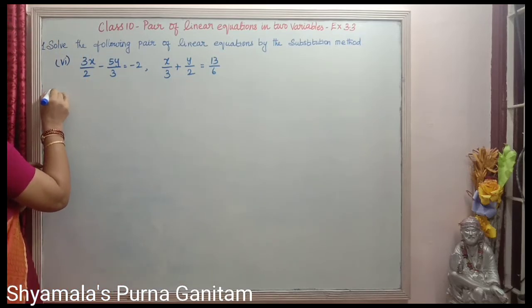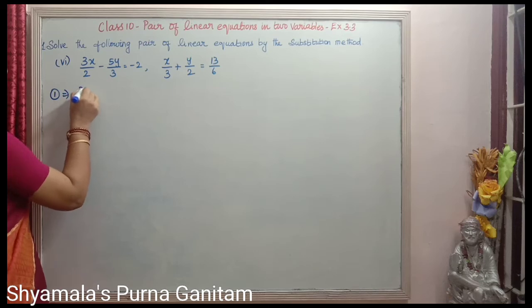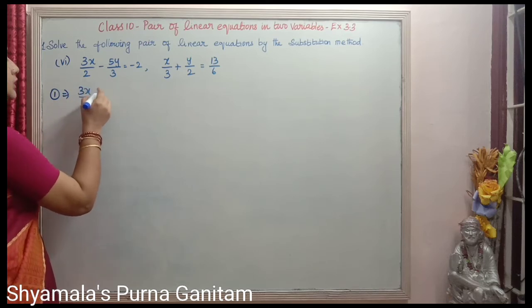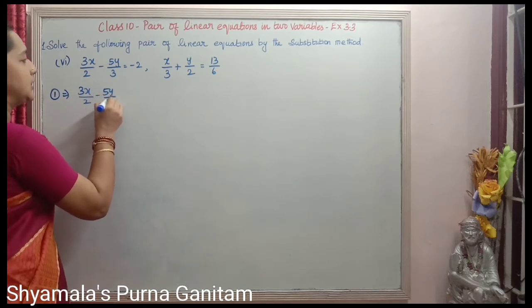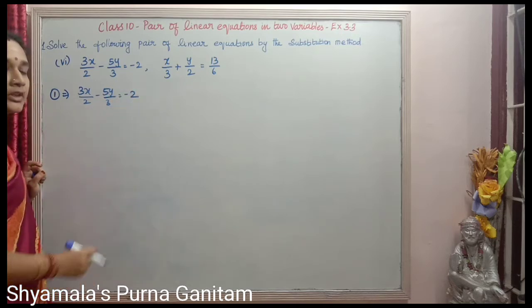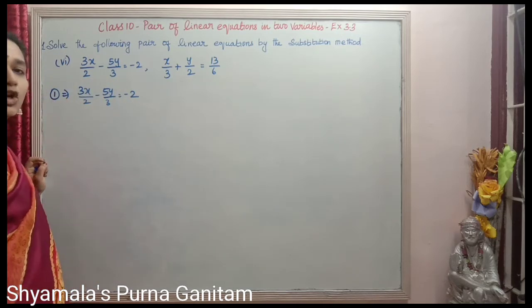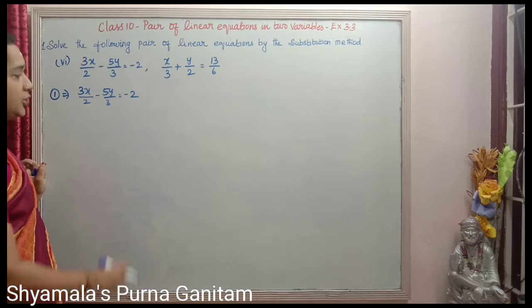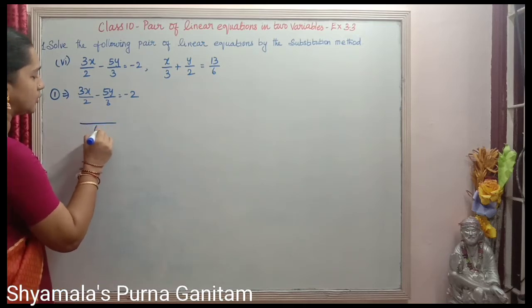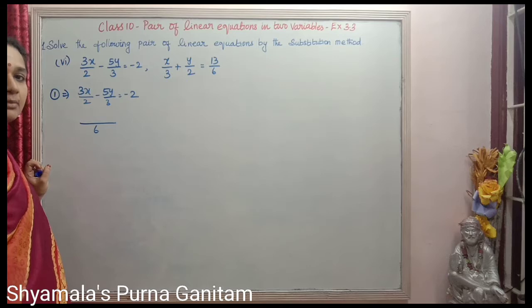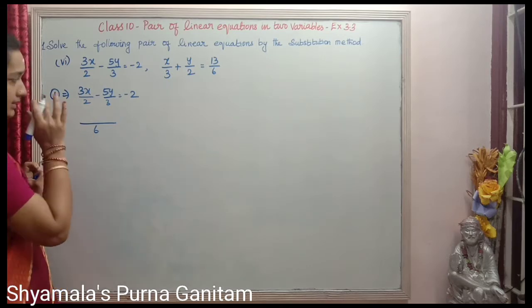Now the first equation: 3x by 2 minus 5y by 3 is equal to minus 2. Here we are having numbers as the denominator, so we will simplify that. For 2 and 3 we have to take LCM. LCM for 2 and 3 is 6.